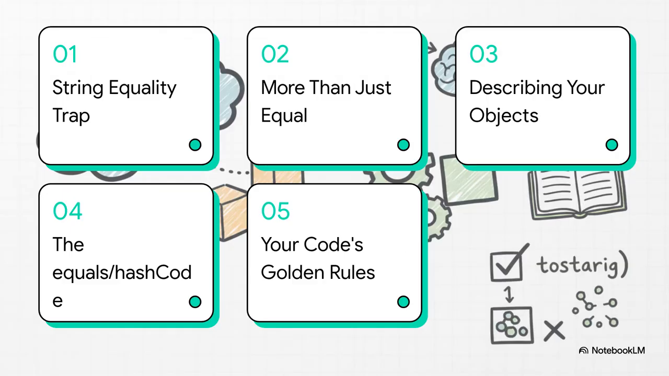So here's our game plan. We'll kick things off with a super common trap that involves strings. Then we'll check out some more advanced ways to compare objects, learn how to give them useful descriptions, and then, oh yeah, we are diving deep into the critical contract between equals and hashcode. We'll wrap it all up with some golden rules that'll make this stuff second nature.